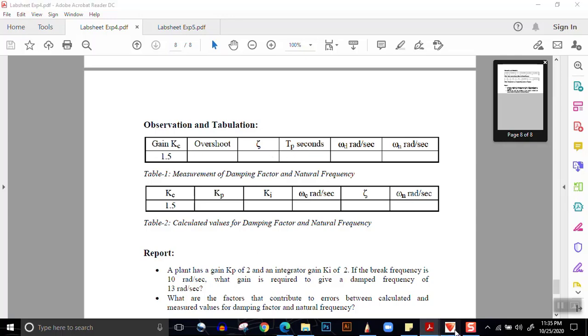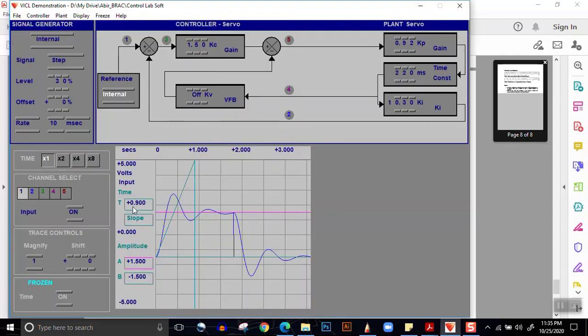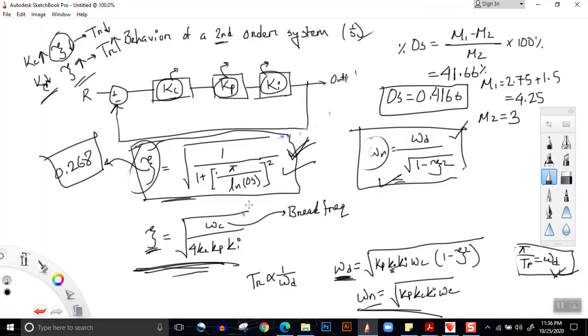The third thing is TP. Let us look at it. Let us select time and click here. The time of reaching first peak is 400 millisecond. So we can write TP is equal to 400 millisecond.